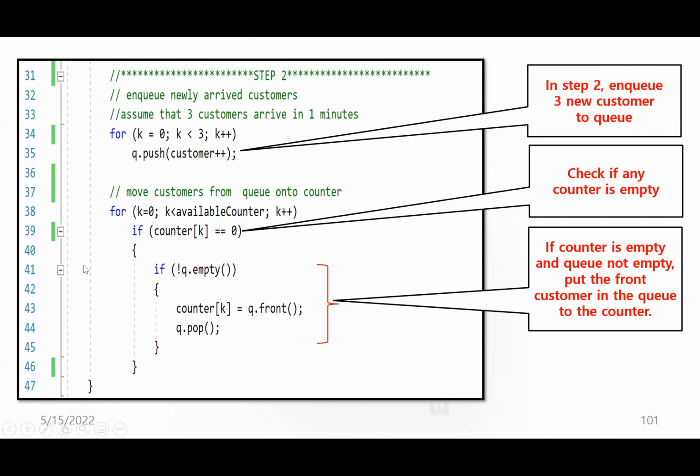So that's why here we will check whether the queue is empty or not. If it's not empty, meaning there is still some customer waiting in the queue, I will put the front customer, queue.front, in counter K, because counter K is 0. Then pop means remove this from the queue. So this is how we move the customer to the counter, right?